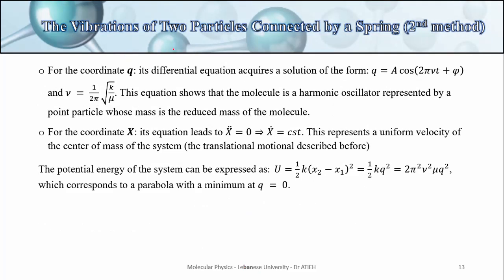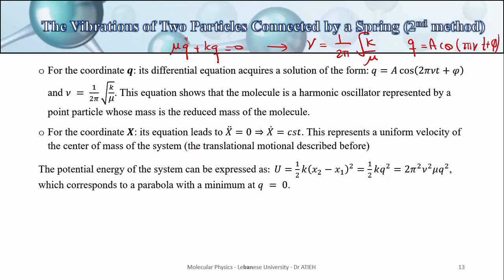So the first equation, mu q double prime plus kq equals 0, is the same as that of a simple harmonic oscillator with mass mu. This is the reduced mass of the system of particles, and it gives us a frequency nu equals 1 over 2 pi radical k over mu, with a solution q equals a cosine 2 pi nu t plus phi, where nu is the frequency of vibrations, q is the coordinate x2 minus x1, and a is its amplitude.